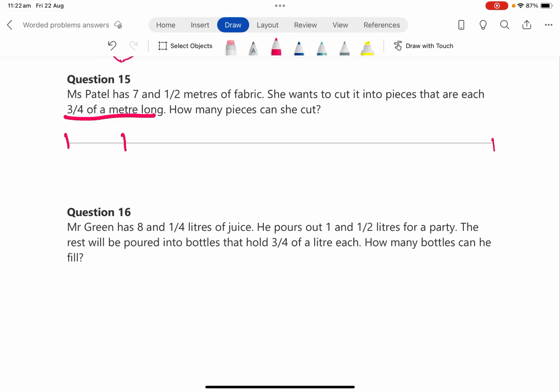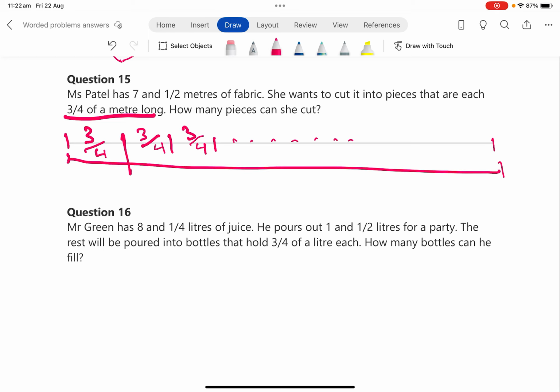So that could be 3/4 of a meter there. That could be 3/4 of a meter there, and so on. Essentially what you can see that we're doing here, we're dividing this whole line up into pieces that are 3/4 long. Keyword there being divide. So what we're going to end up doing is 7.5 divided by 3 out of 4.